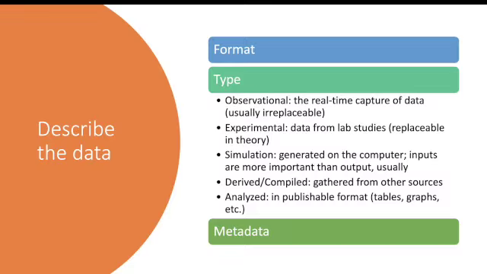Derived or compiled data are data that you gathered from other sources. So maybe weather data, maybe census data. So you want to record where and when you got those and any other manipulation that you might have done to compile them and to add them to your data. And then analyzed data are the publishable format. So these are your tables and graphs that you're adding to your manuscript. And of course, you have the metadata, which we use to describe where the data came from and what it would take to recreate it.